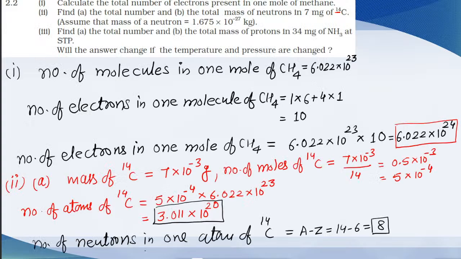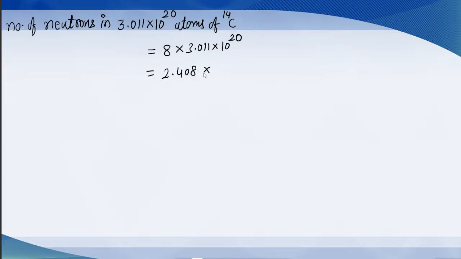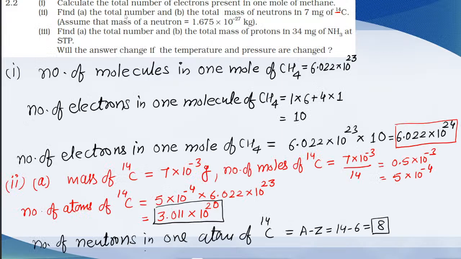Number of neutrons in 3.011 × 10^20 atoms of C14. One atom has 8 neutrons, so 3.011 × 10^20 atoms will have, multiplied by 8, 2.408 × 10^21. So this is the answer to the first part: the total number of neutrons.